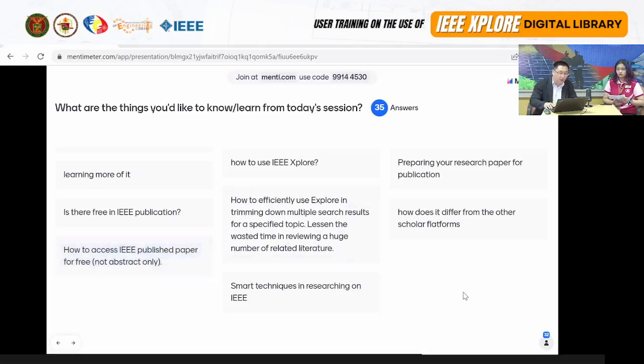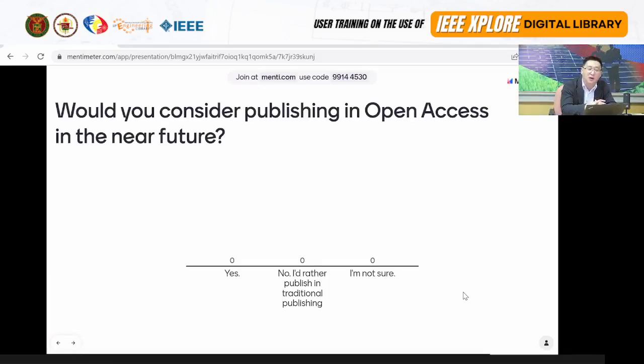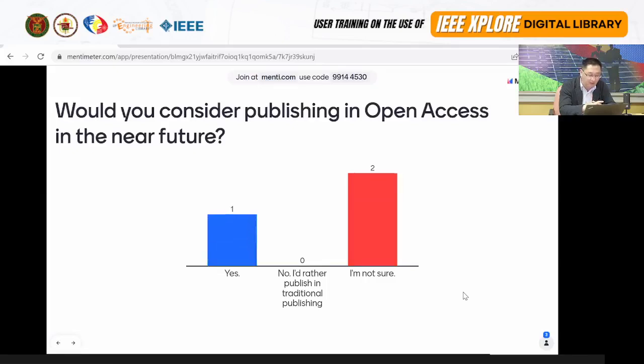I do have a few things to check. I briefly mentioned open access, which means you are able to publish your articles to a wider audience, as well as a faster review period with hybrid open access compared to traditional journals. So if you are given the option, will you consider publishing in open access? I think so far there's only one response.